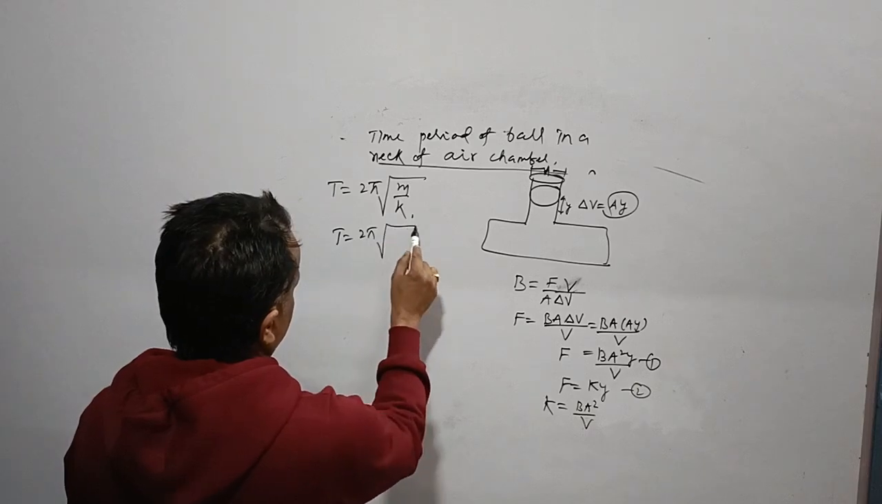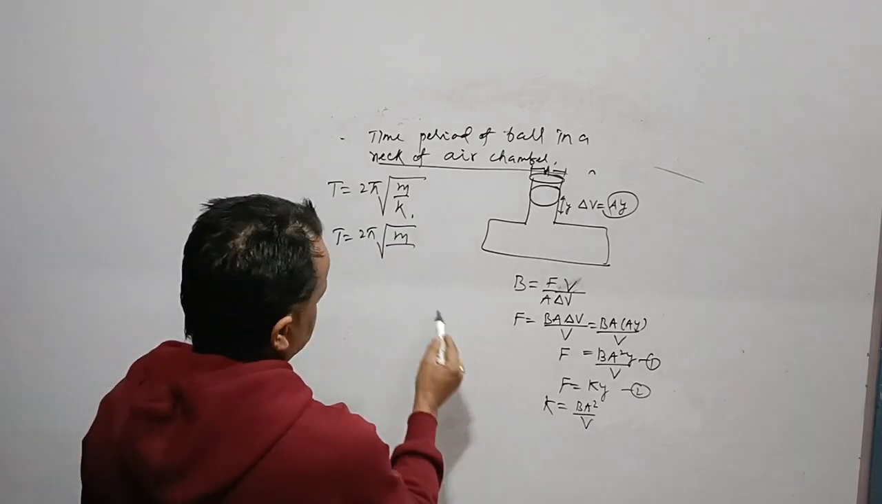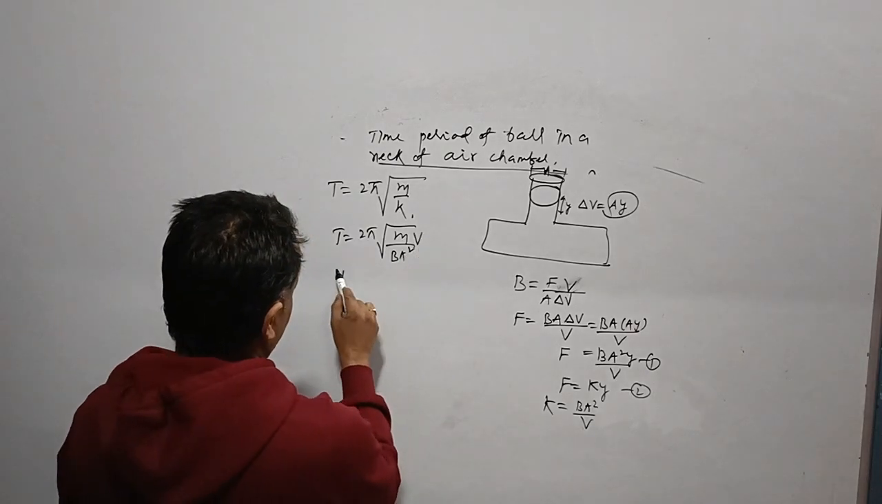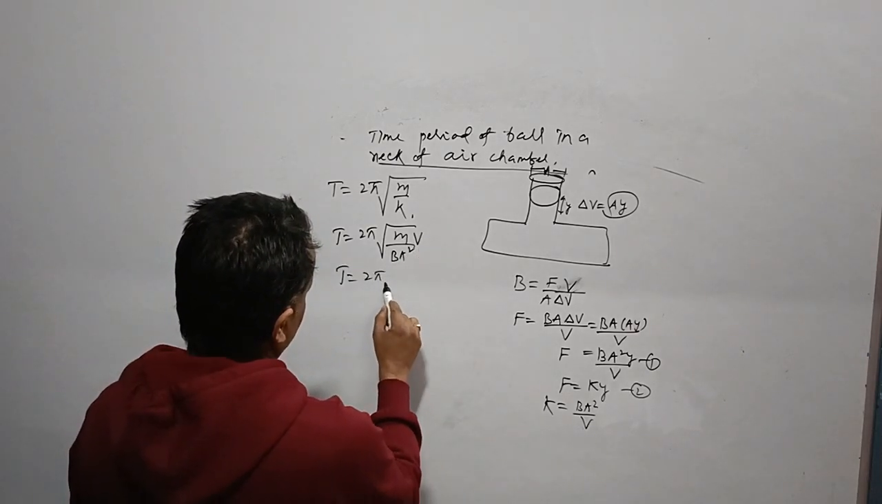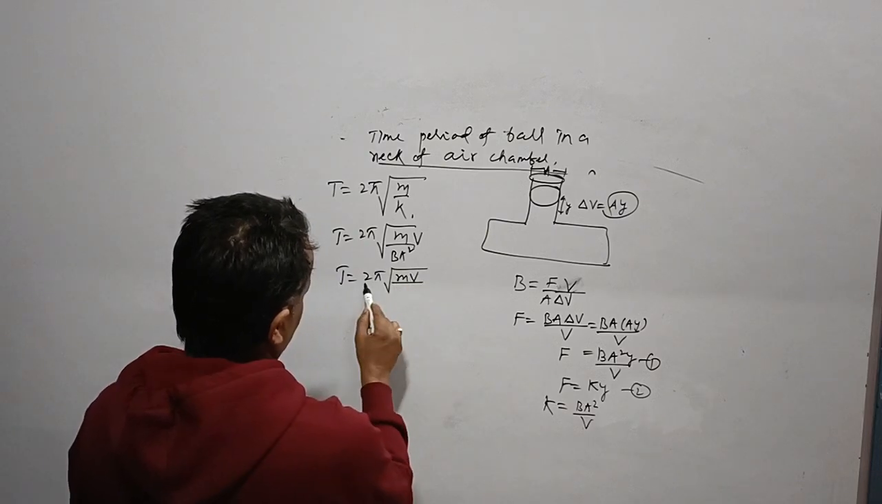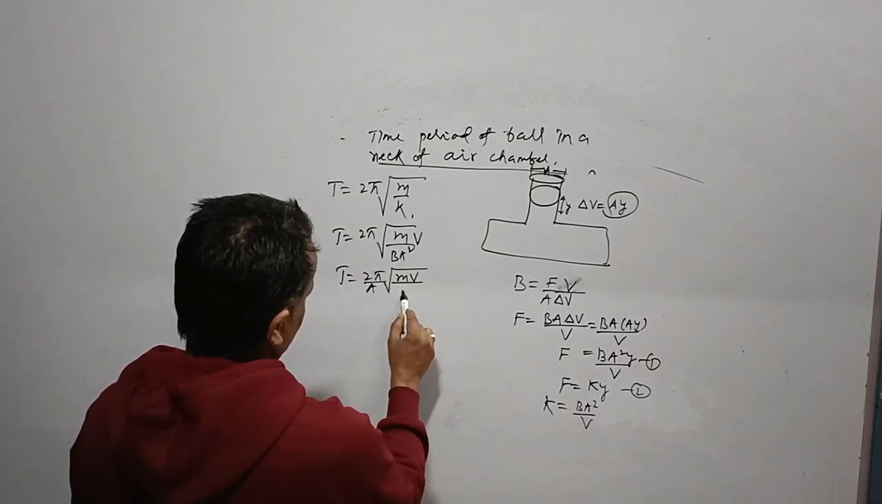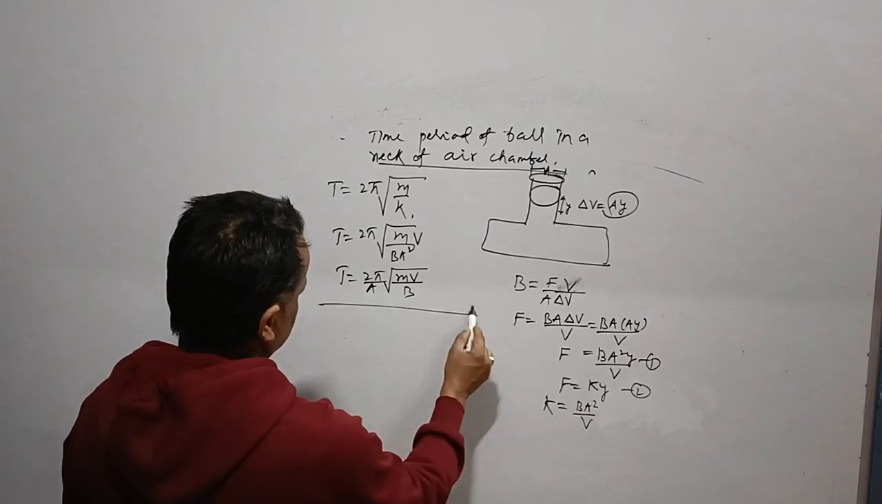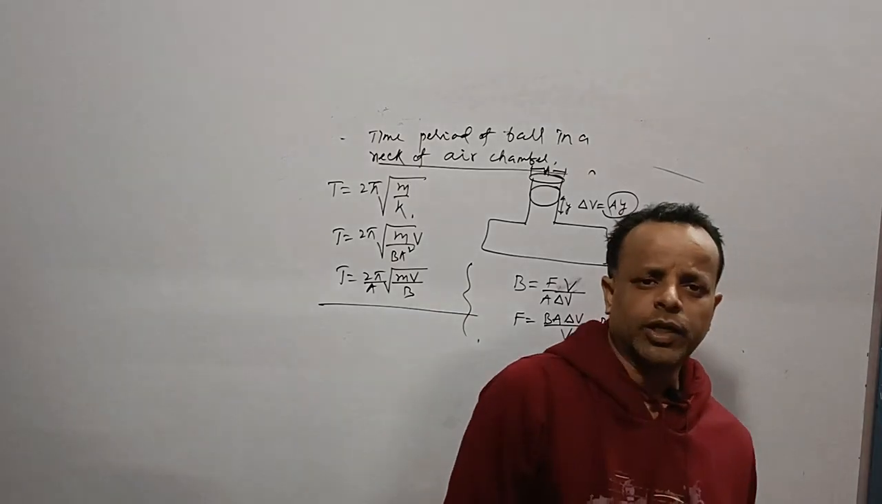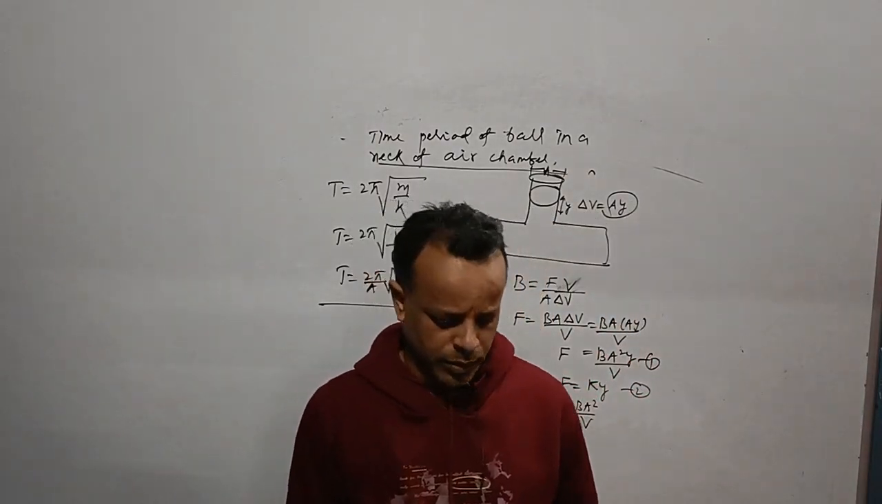Now we'll place the value over here: 2 pi, this is M, and this comes out to be V A square by V. Or we can write this as 2 pi root over M into V, and we can take the A outside, it doesn't matter. And this V is the bulk modulus. This is the time period of a ball in the neck of an air chamber.